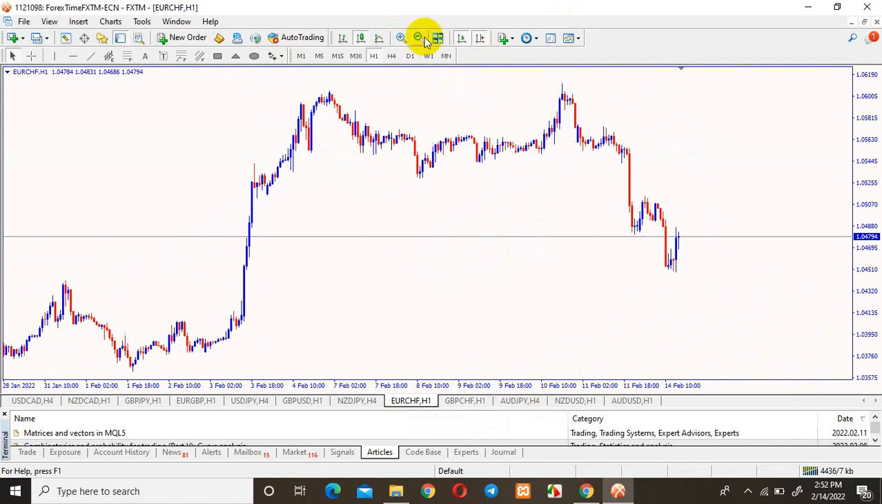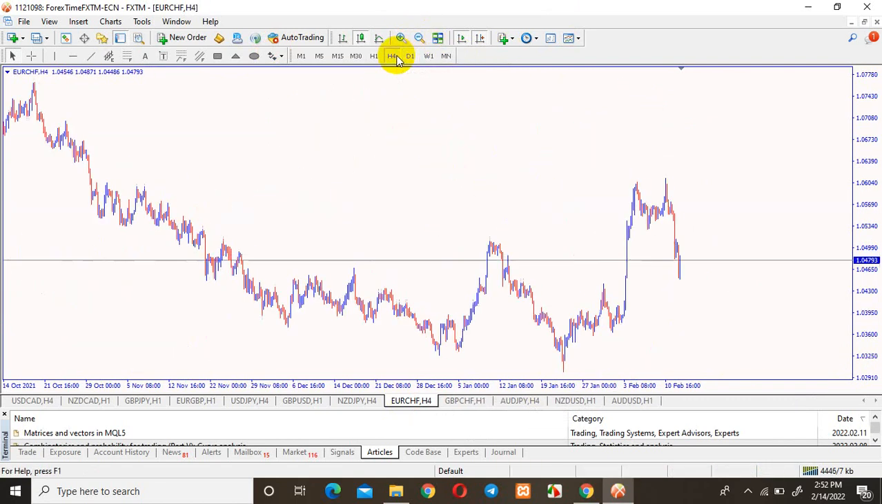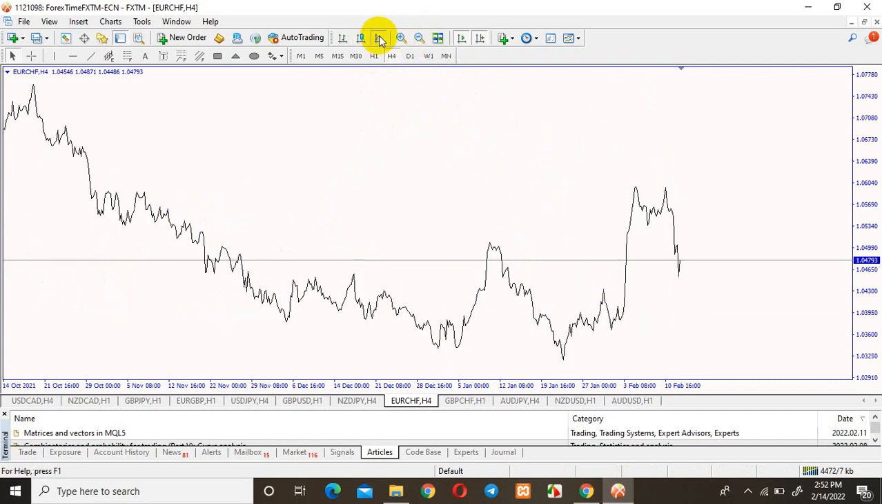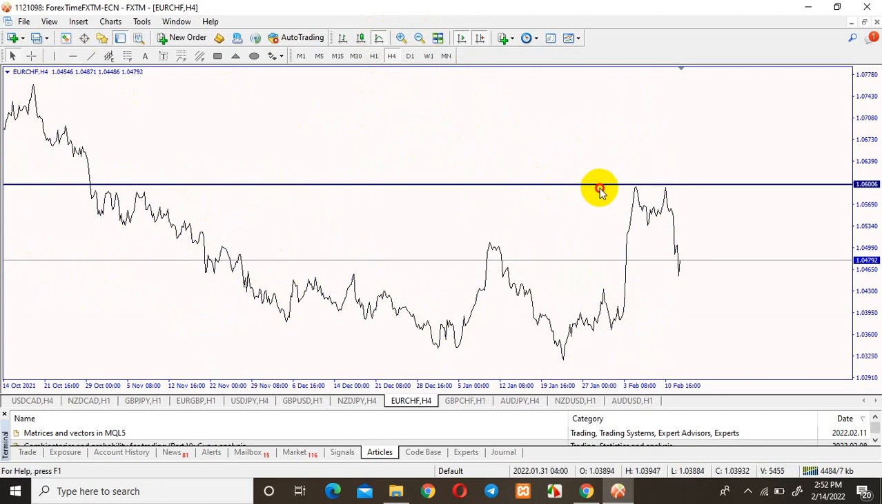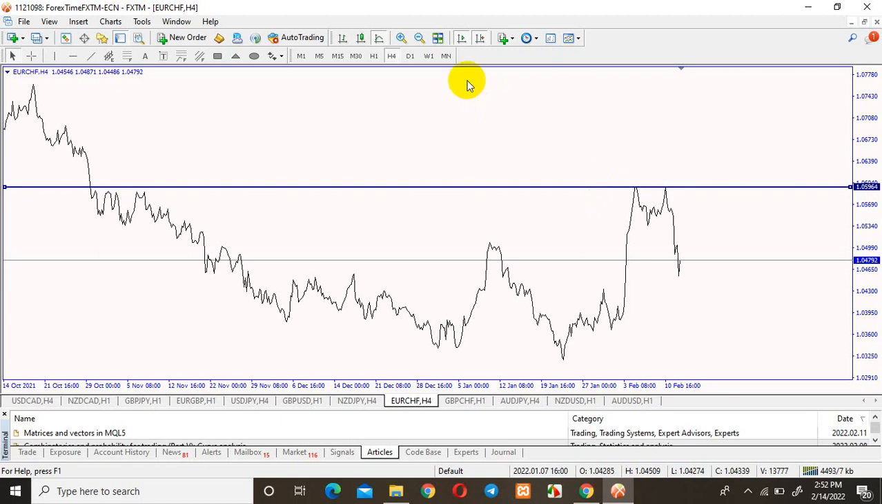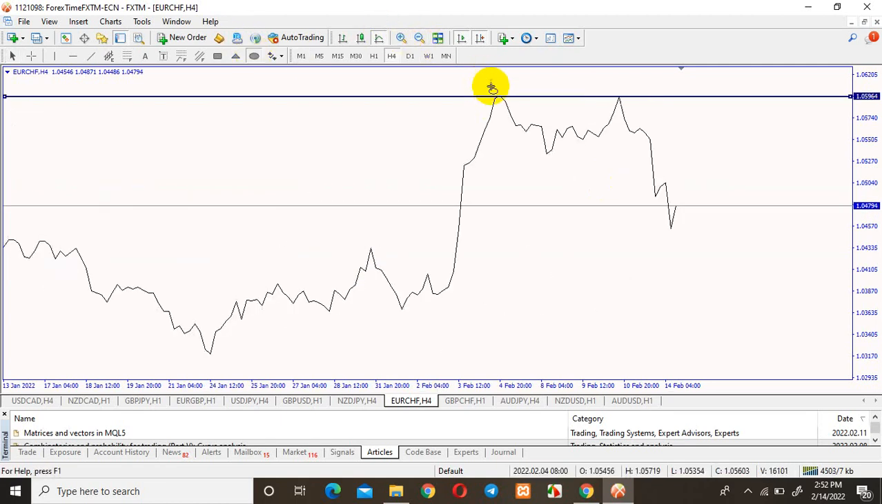EUR CHF. First, I move to my H4 chart. On H4 chart, looking at what we have here, you will notice that price made a double top, and that double top was a strong resistance zone. Double top, you can notice it.